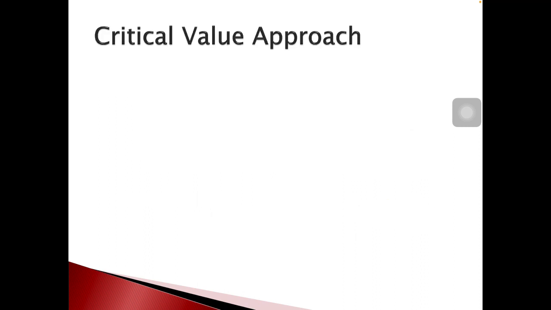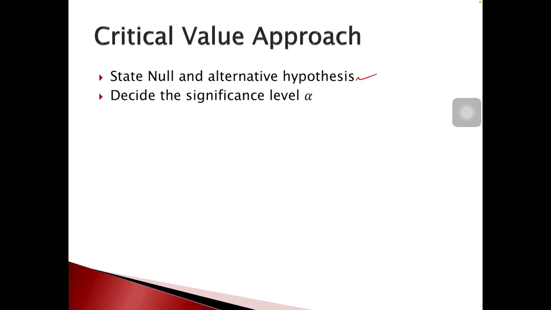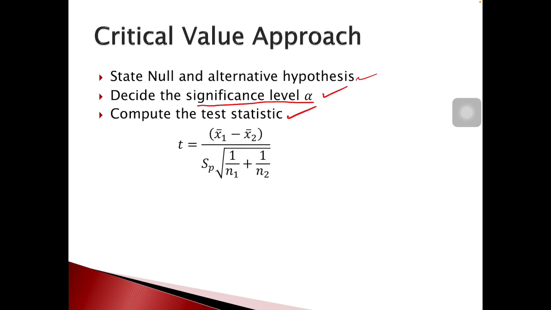Okay. I told you we have two approaches to find this inference. First one is the critical value approach, the other one is the p-value approach. So let's see how we deal with the critical value approach first. First of all, you have to state the null hypothesis and alternative hypothesis, and decide the significance level alpha. They will give you that, so no problem with that. Compute the test statistic, which means this one.